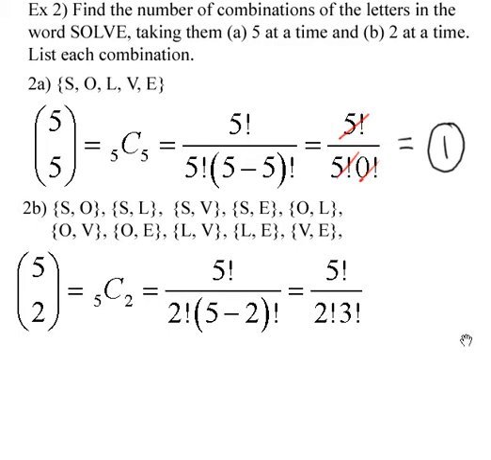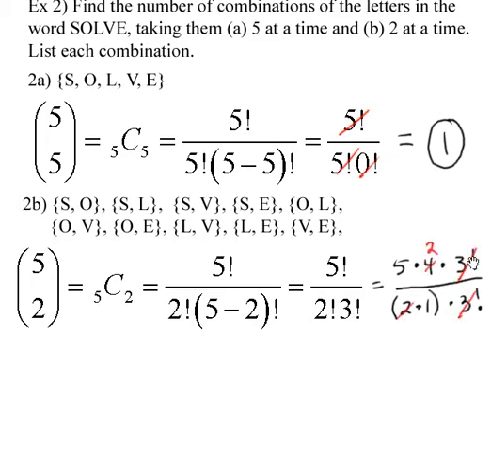5 minus 2 factorial simplifies to 3 factorial. 5 factorial is 5 times 4 times 3 factorial. 2 factorial is 2 times 1. And I'm going to leave 3 factorial the same because there's a 3 factorial in the numerator, and those two will divide out to 1. 4 and 2 will reduce, and I'm left with 5 times 2, or there are 10 combinations.